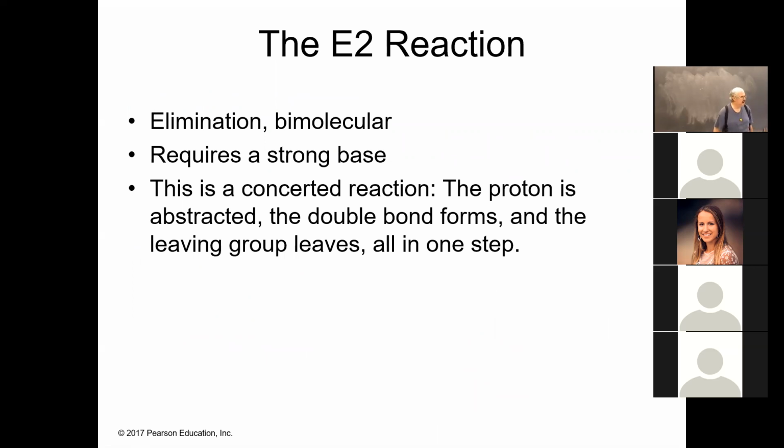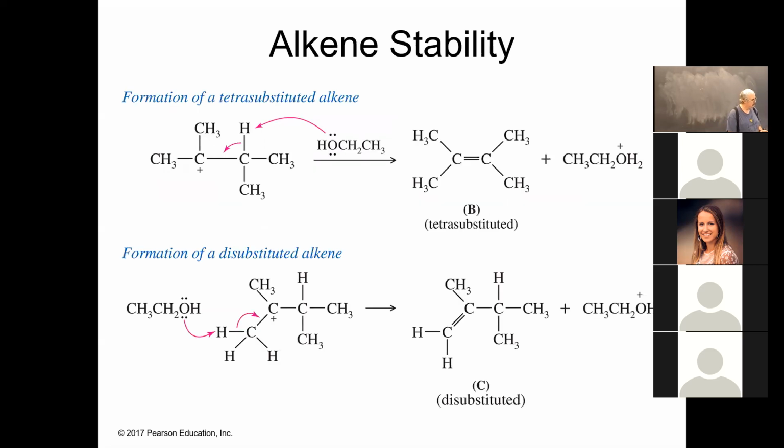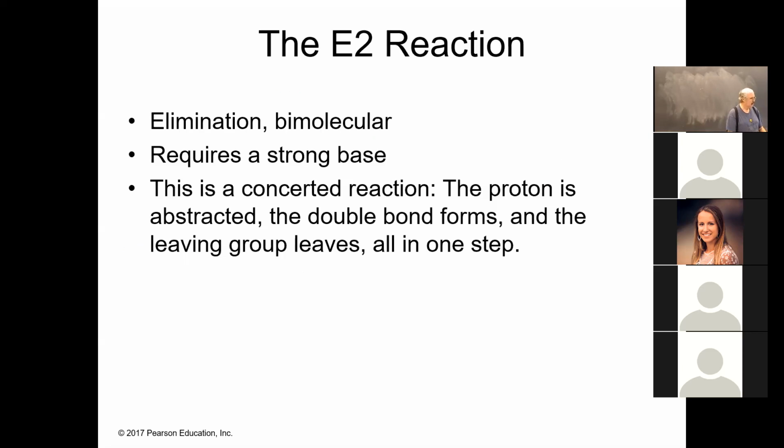Next we're going to move on to the E2 reaction, the other type of elimination. The E2 is bimolecular. This does require a strong base. For the E1, we could use a weak base, ethanol, and earlier we had an example of methanol. Those are weak bases. Water is also a weak base. But for this one you have to have a strong base.